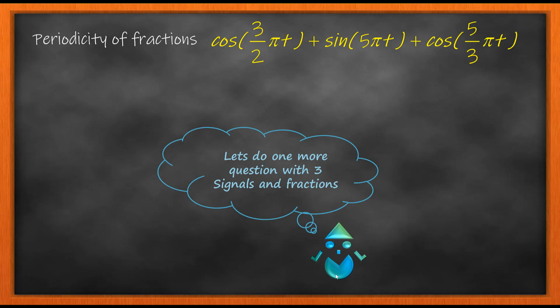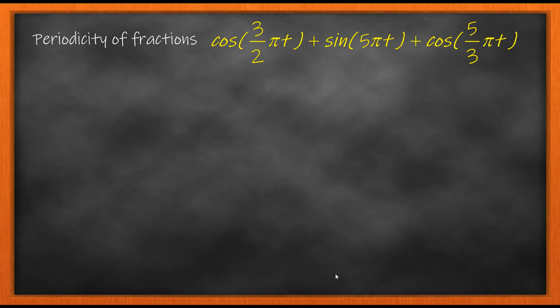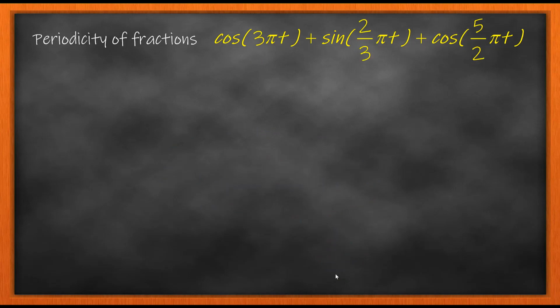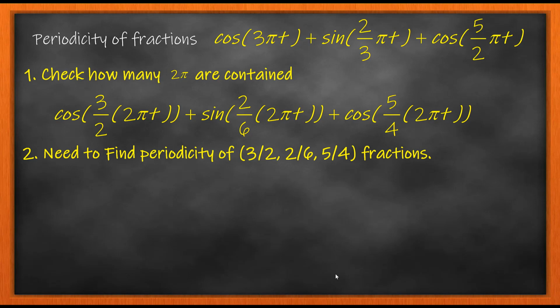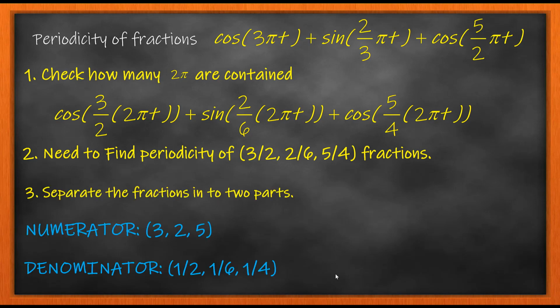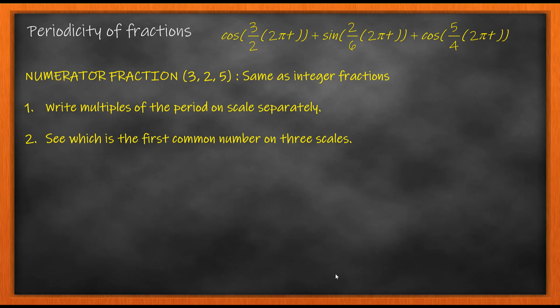Good. Let's do one more question with 3 signals and fractions. We are going to see a 3 fractional periodicity problem which is given here. Let's see how many 2 pi's are contained here. You can see we have 3 by 2, 2 by 6 and 5 by 4. So we have 3 fractions here. The numerators are 3, 2, 5 and the denominators are 1 by 2, 1 by 6 and 1 by 4.